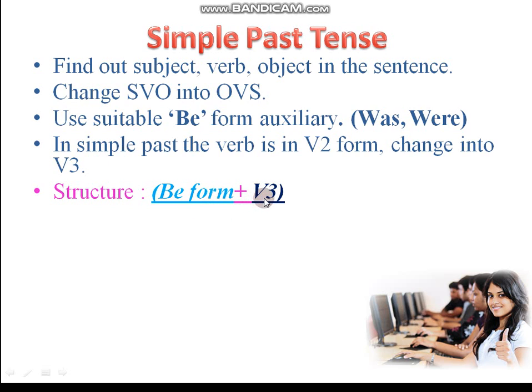If you glance at the simple present tense, you did the same thing. But here the change is going to be with the be forms. There we were using am or is. Now we are going to use was and were. That's it. So this is the structure.